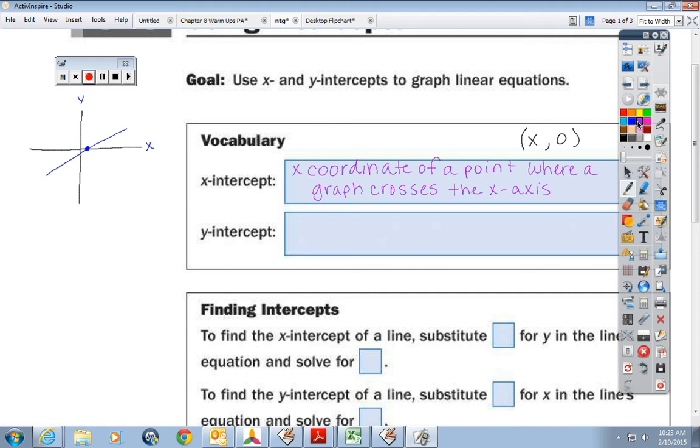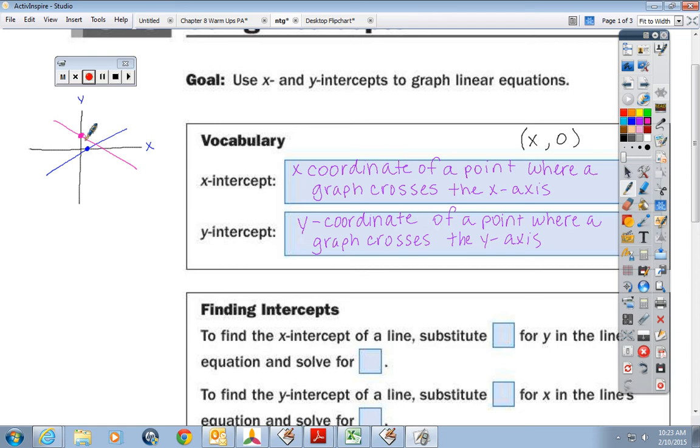So the y-intercept is the y-coordinate of a point where a graph crosses the y-axis. So I'll do a different color. So if I had this line right here, where it crosses the y-axis would be there.